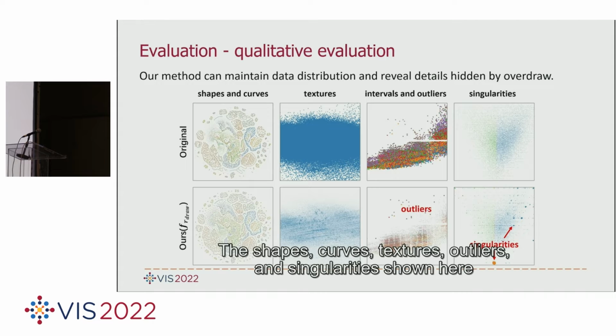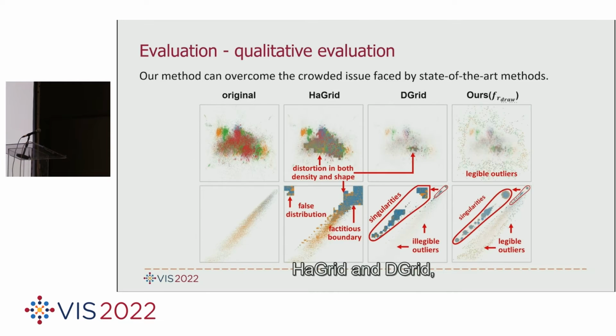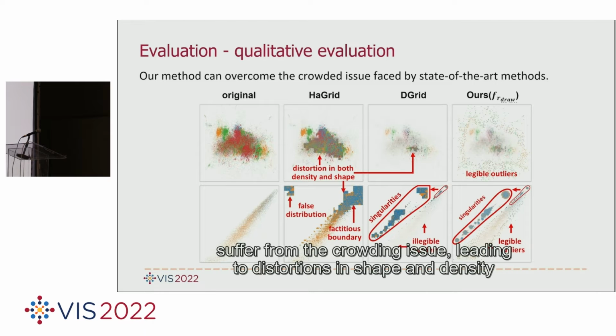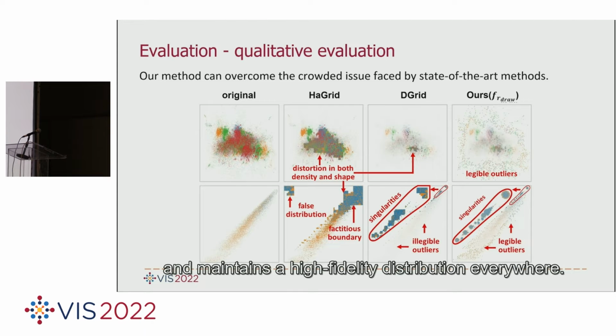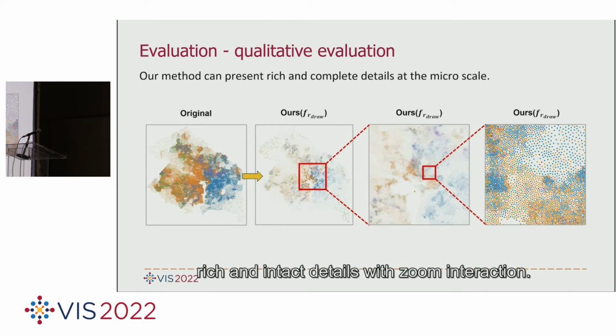The shapes, curves, textures, outliers, and singularities shown here demonstrate that our method can uncover details hidden by the overdraw. Hi-D grid and D-grid, as the only 2 methods that adapt to large-scale scatterplots, suffer from the crowding issue, leading to distortions in shape and density in high-density regions. By contrast, our method gets rid of the issue and maintains a high-fidelity distribution everywhere. Besides, our method can present rich and intact details with zoom interaction.